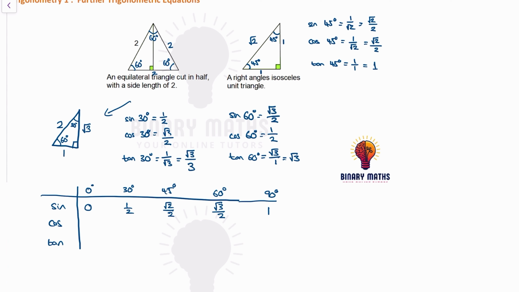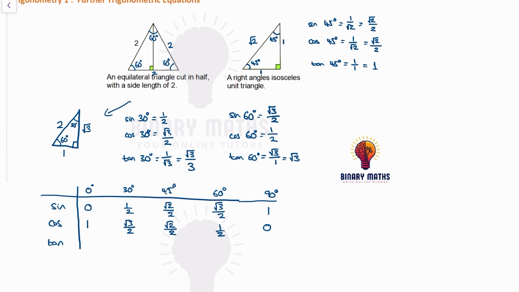Now the cos graph starts off at 1. Cos of 30 is root 3 over 2, cos of 45 is root 2 over 2. Cos of 60 is a half. And cos of 90 goes down to 0. Now, if you look at the sine line and the cosine line, you'll see that this line has been reversed to get the cos line. Yeah, so it's gone backwards to get the cosine one.